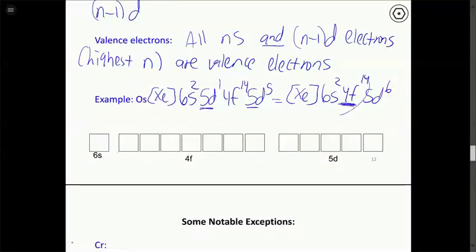And so we see there's a total of 22 electrons, 2 plus 14 plus 6, that come after the noble gas xenon configuration that represents the core electrons. And that's what we wanted. Okay, so that's the configuration.